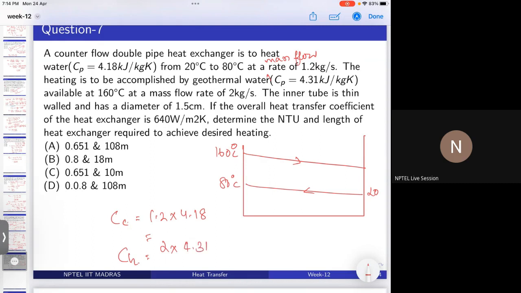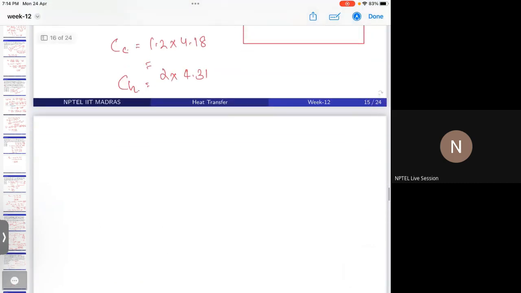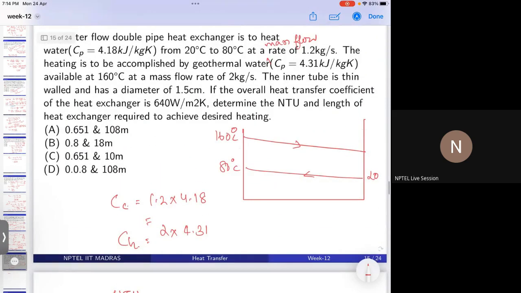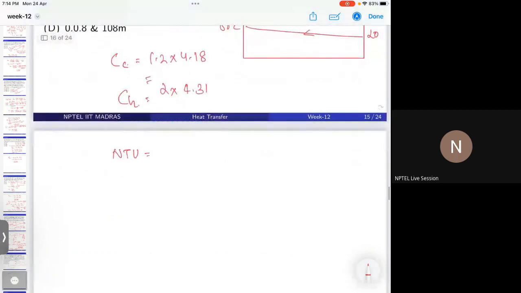So we are asked to find the NTU. For a counterflow heat exchanger, the normal formula is UA by C min. Here the length is not given, and the area of the heat exchanger is also not given, so we have to depend on the NTU-effectiveness relationship. I'm just directly writing it.